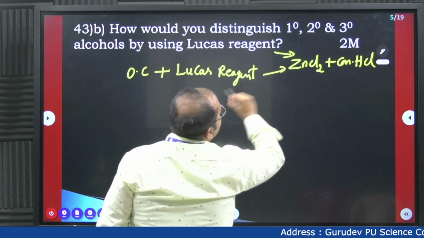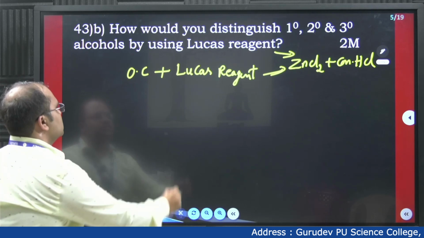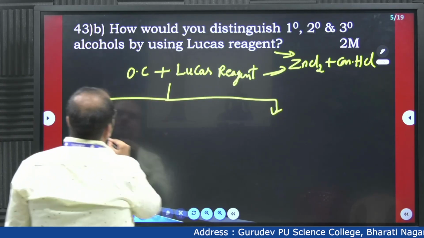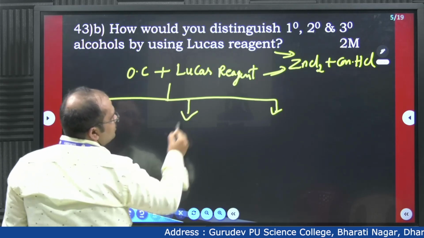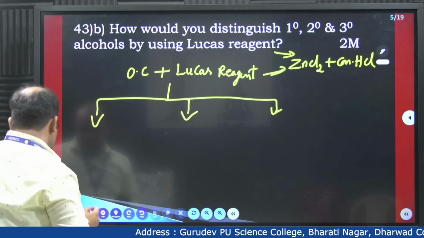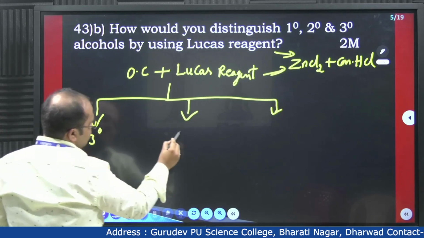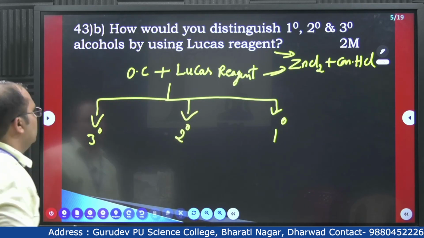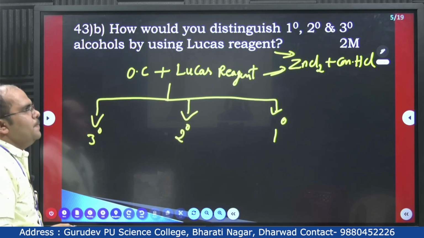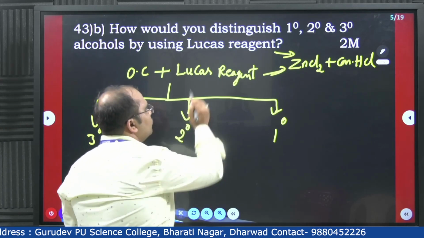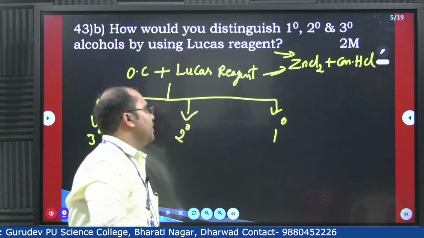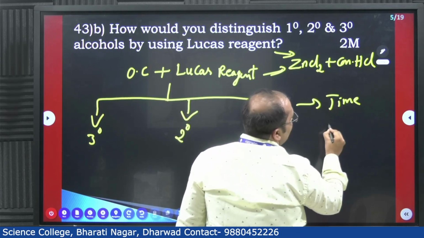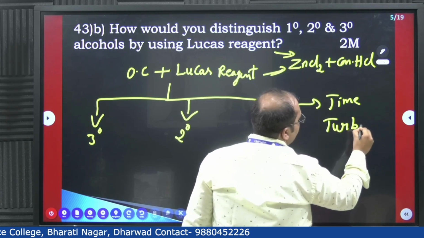Okay, that is ZnCl2 plus concentrated HCl. So they are asking to distinguish between tertiary, secondary and primary alcohols. Here the important strategy to use to distinguish between the primary, secondary and tertiary alcohols is the time taken for the turbidity.